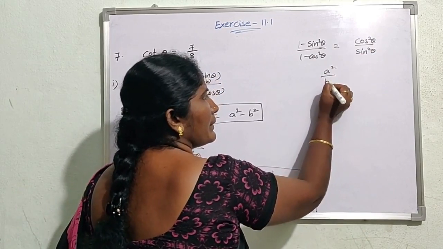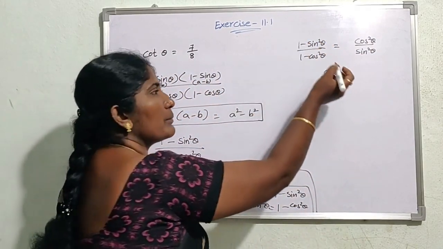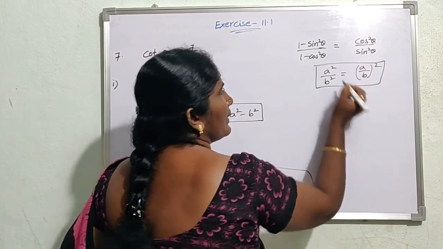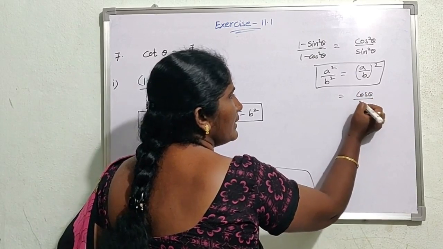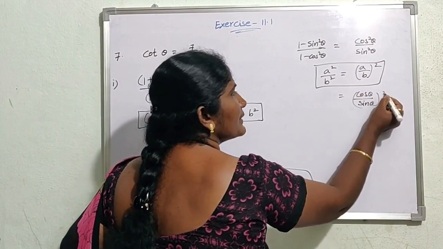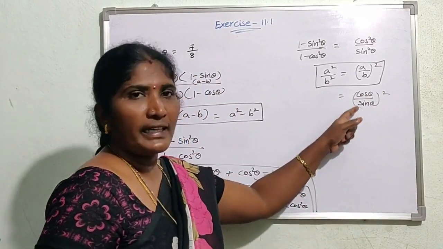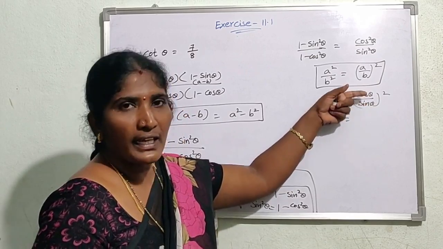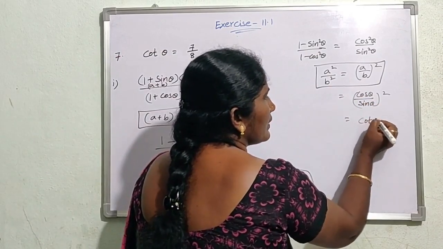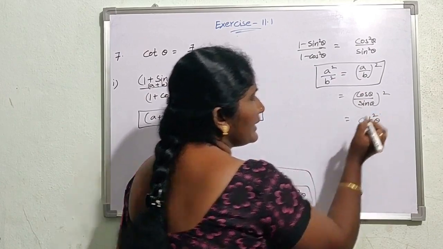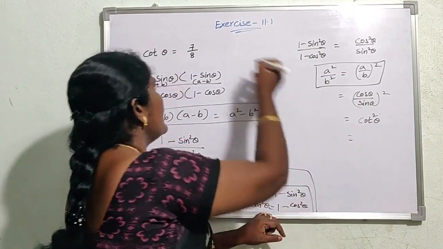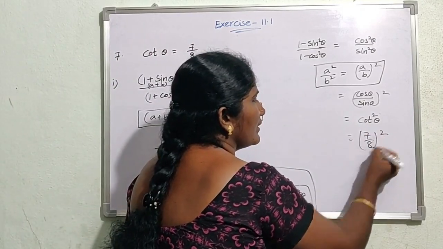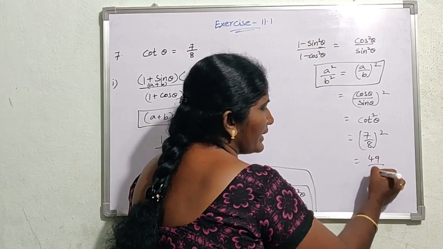Here a square by b square can be written as (a by b) whole square. So which is equal to (cos theta by sin theta) whole square. What is the ratio of cos and sin? Sin by cos is tan. Tan reciprocal, cos by sin, is cot. Cot theta whole square, cot square theta. Already they gave in question cot theta is 7 by 8. (7 by 8) whole square. 7 square is 49. 8 square is 64.